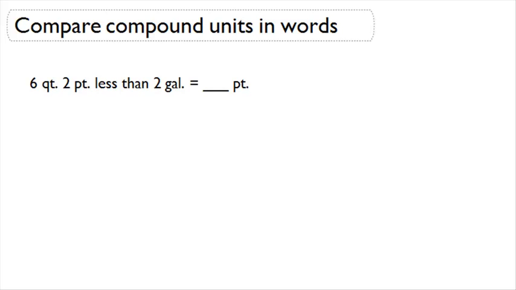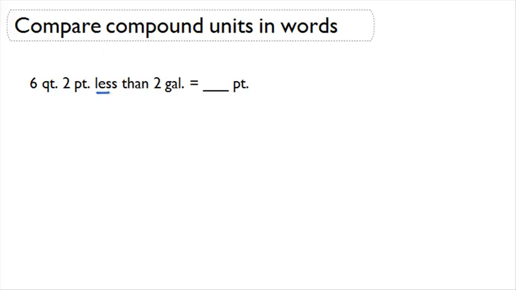Now let's talk about how to compare compound units in words. Here the question says, 6 quarts and 2 pints less than 2 gallons is equal to how many pints? Right from this question, we can take a couple different things.